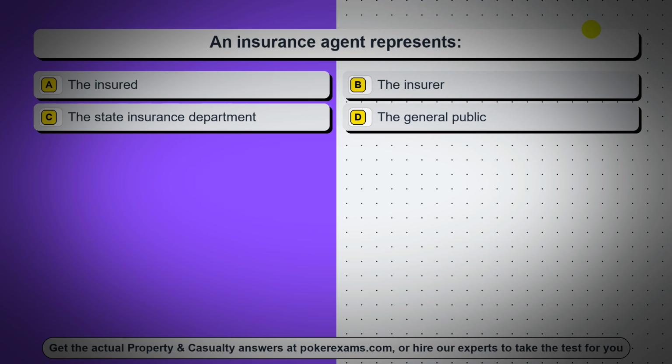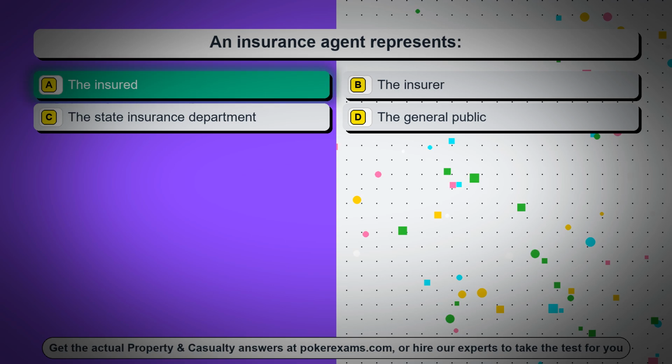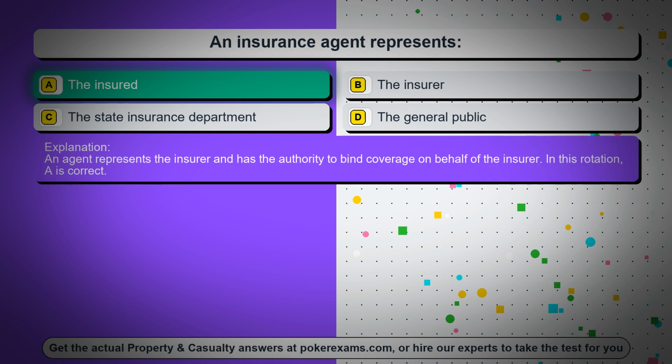Option B, the insurer. Option C, the state insurance department. Option D, the general public. The correct answer is option A, the insured. An agent represents the insurer and has the authority to bind coverage on behalf of the insurer. In this rotation, A is correct.